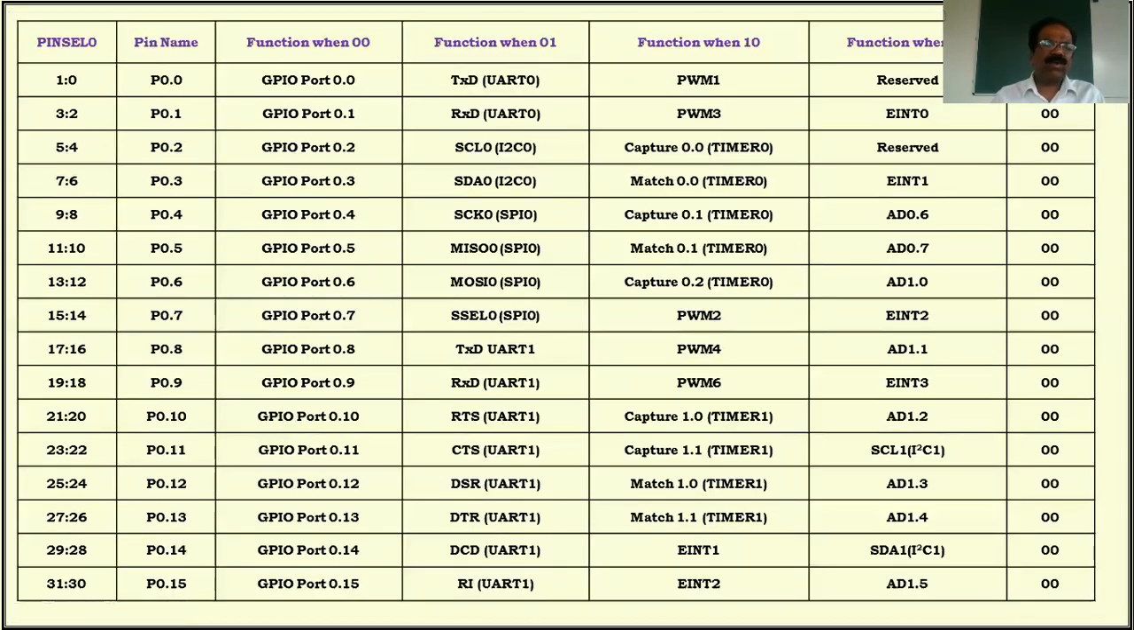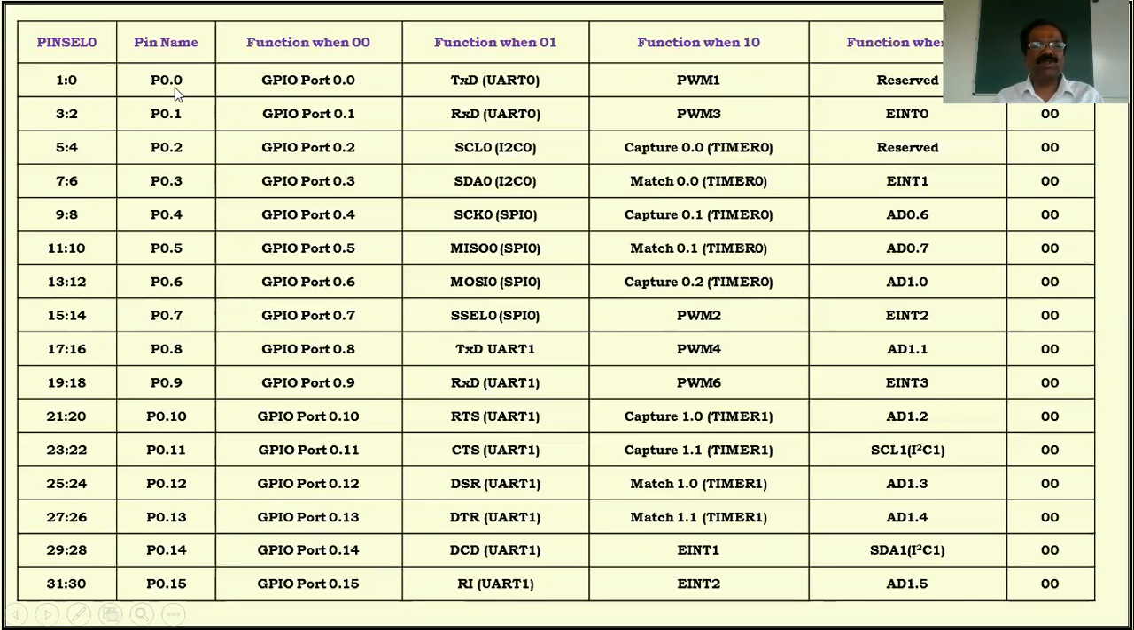One more very important thing is that we can use the same pin for four different operations, but we can use it for only one operation at a time. It's not possible to use the same pin for four different operations simultaneously. Then how to choose? That's why we use 2 bits from the pin select register. Two bits are reserved for each pin.